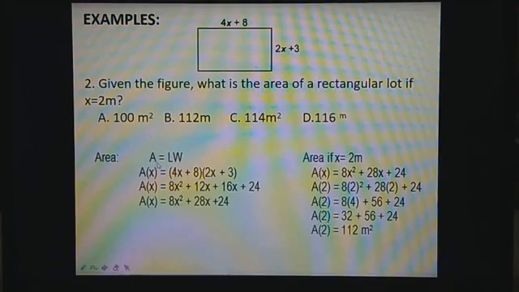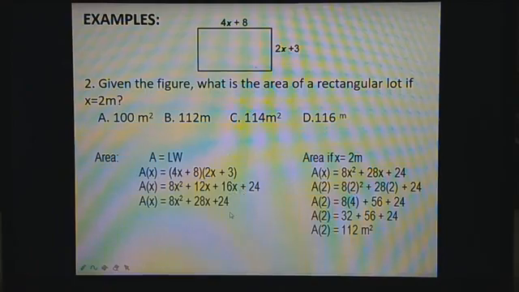For our solution, when we are going to get the area, we need to multiply the length and the width. So we have A of x is equal to, let's multiply the length, 4x plus 8, and then the width, 2x plus 3. Using distributive property, 4x times 2x, we have 8x squared. 4x times 3 is equal to 12x. Then 8 times 2x is equal to 16x. And then 8 times 3 is equal to 24. Again, combine similar terms. We have 8x squared plus, add 12x and 16x, we have 28x.